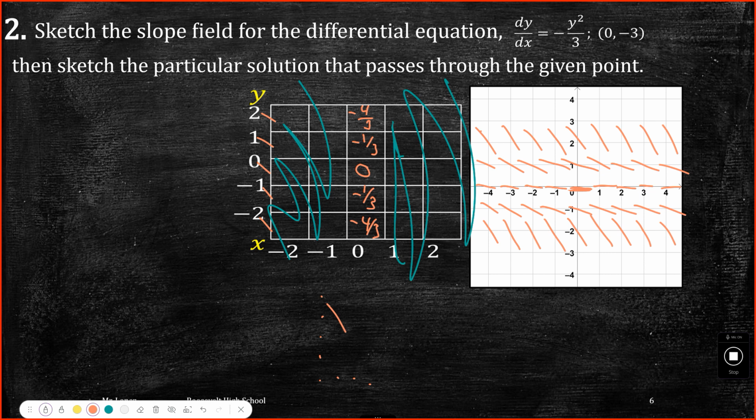Okay. And then sketch the slope field. Then sketch the particular solution that passes through the given point, 0, -3. Right here. So let's do this slope field here. This thing is going like this. Is it? I hope so. All right, let's see how close we are to it.